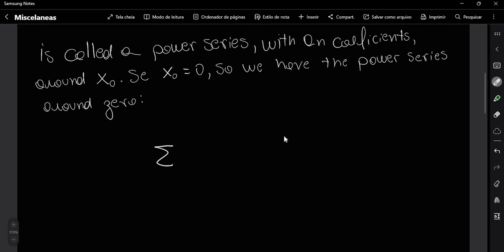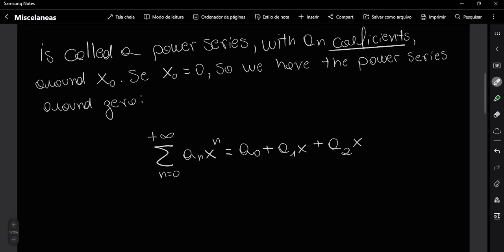an infinite sum that starts from 0 of a_n x to the n, which is equal to the coefficients, so a0 plus a1 x plus a2 x squared, and so on.